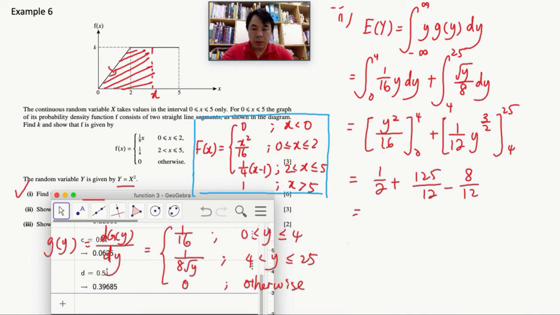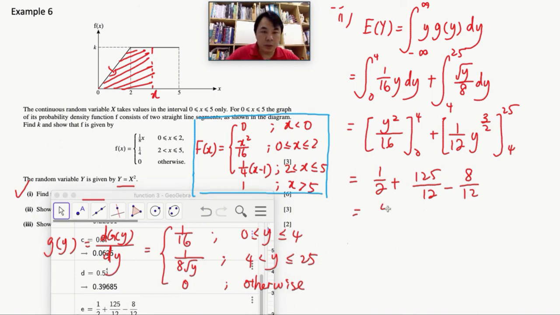So I will have 1 over 2 plus 125 over 12, subtract off with 8 over 12 here. I will get 41 over 4 here. So if you convert it to a decimal number, it must be 10.25. Alright, I hope that is clear at this point.